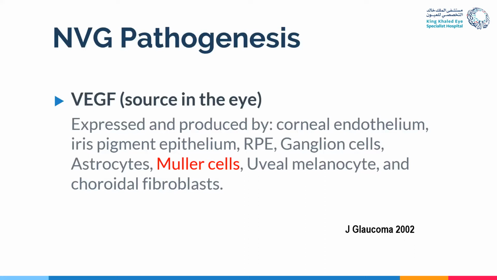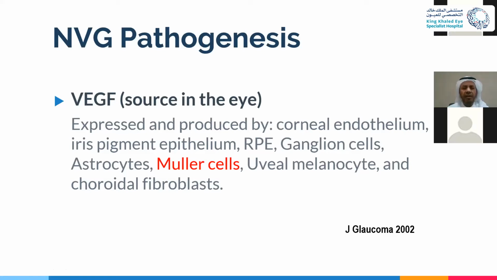Some researchers found that under certain conditions of the retina, the Müller cells in the retina are the major source of this vascular endothelial growth factor. So yes, the Müller cells are the main source of the vascular endothelial growth factor under certain retinal conditions.